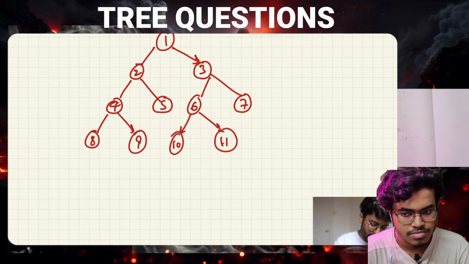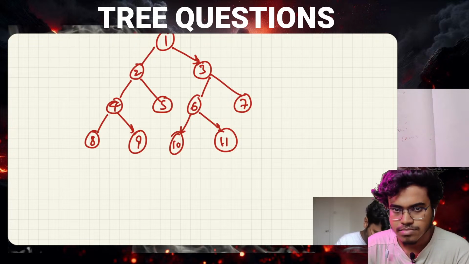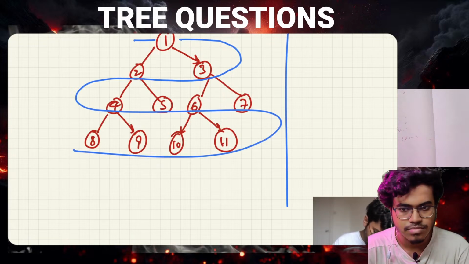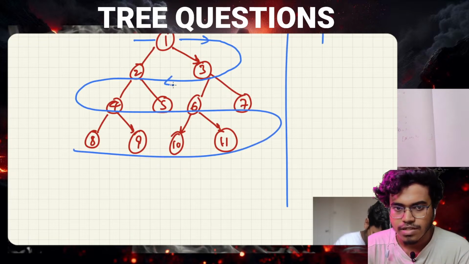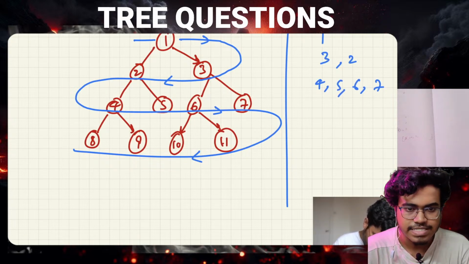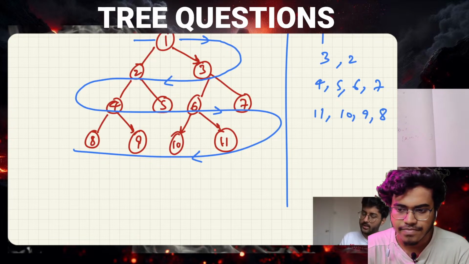Okay, something like this. You have to print it in zigzag order. Means first you have to print 1. Print 1. Why is it not changing my color? Okay, print 1. Then print it like this. Then like this. Then like this. So answer should be 1, 3, 2, 4, 5, 6, 7, 11, 10, 9, 8. Not a problem. I can do that.